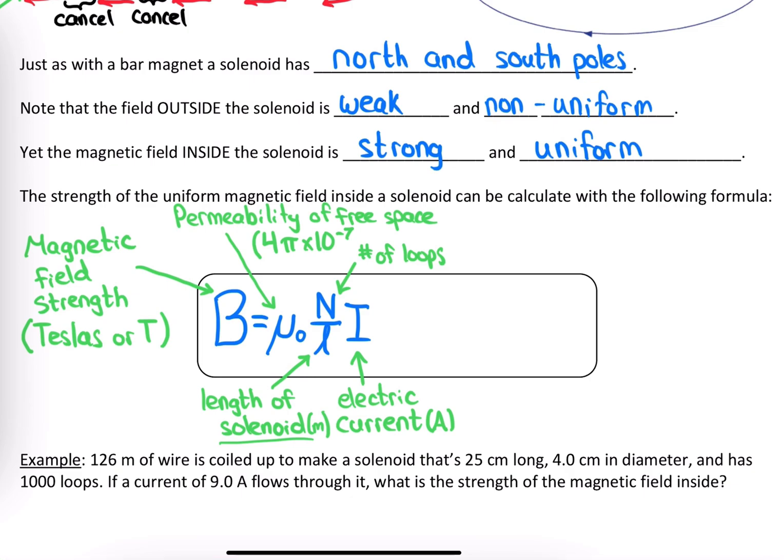And that means that mu naught, our permeability of free space, can be written as Tesla meters per amp.